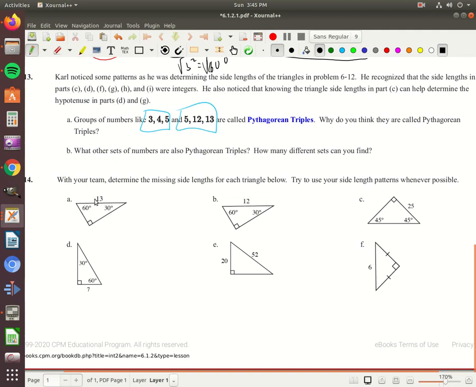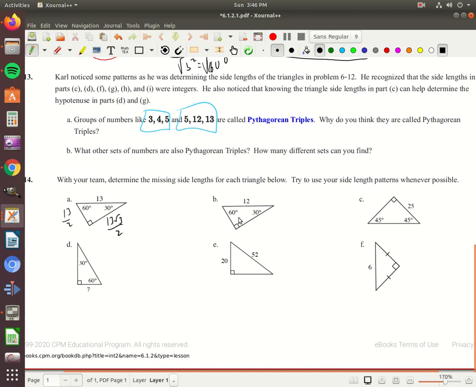I know that I'm going to have half of 13, so half of 13 is 6.5, and I know that this would be 6.5 times the square root of 3. Another way to write it, honestly, which I think might even be a better way, but I know a lot of kids don't like fractions, is I could say 13 divided by 2 is my 30, and then 13 times the square root of 3 over 2 is my 60. So either way would be fine.